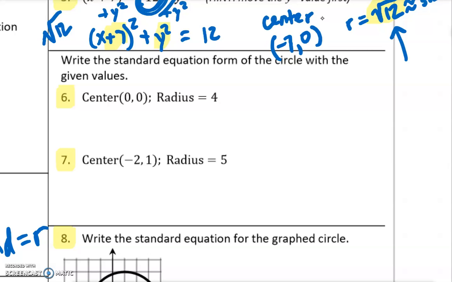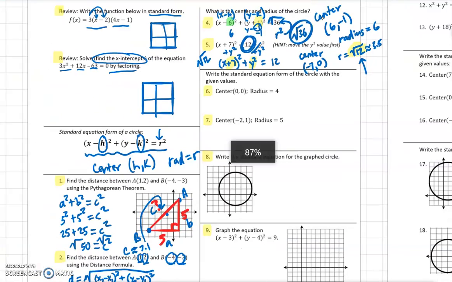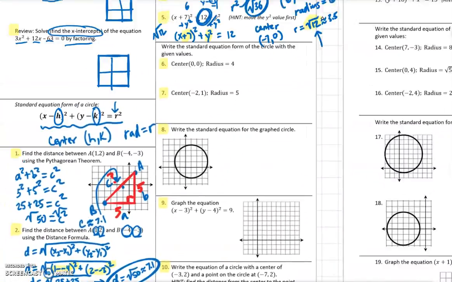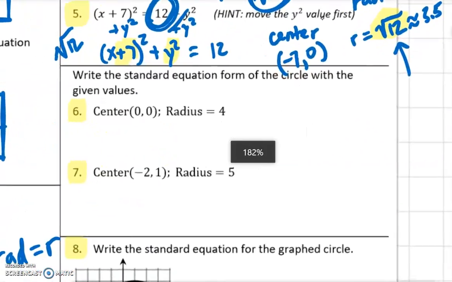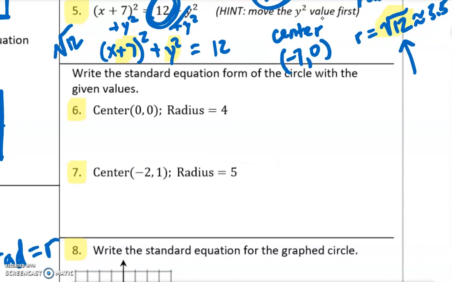Let's move on to number 6 and number 7. This will be it for this video, and then I'll make another short video going over 8, 9, and 10. So for number 6, it says write the standard equation with the given value. This time they are giving us the center and the radius, and they're asking, what is the equation? Well, we know from our notes that the equation of a circle is (x minus h) squared plus (y minus k) squared equals r squared.